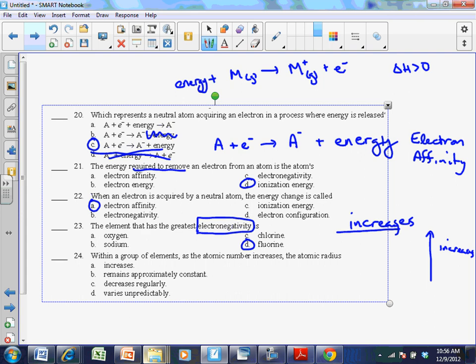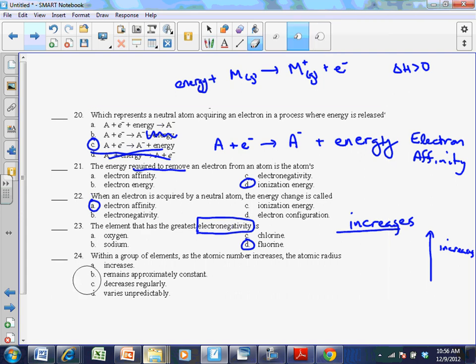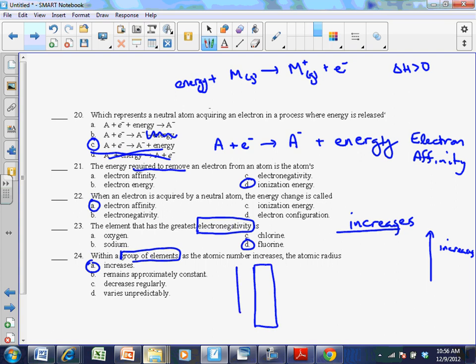Okay. Within a group of elements, as the atomic number increases, the atomic radius decreases pretty regularly. Okay? Right, within a group, read the question, Mr. Randall: within a group of elements, as the atomic number increases, the atomic radius increases. So within a group, atomic radius increases because valence electrons are in a higher n, so they're further from the nucleus, and there's more inner core electrons. There's more shielding of the valence electrons, so the radius increases within a group. So read the question carefully. Moral of the story.